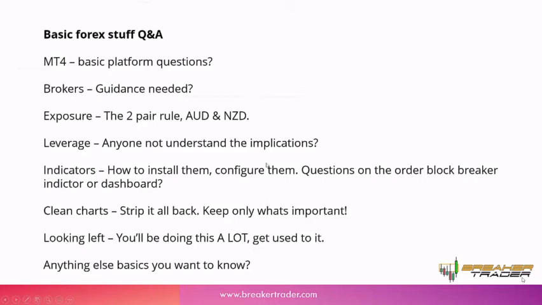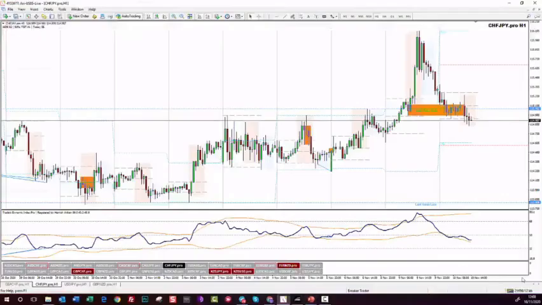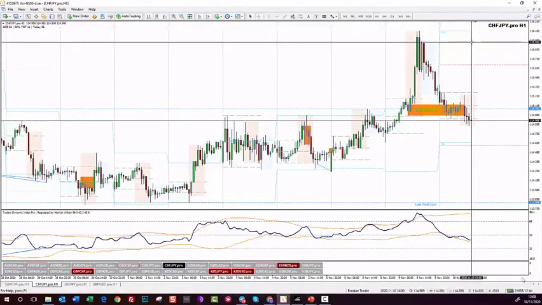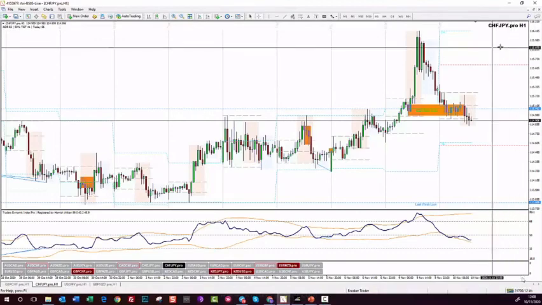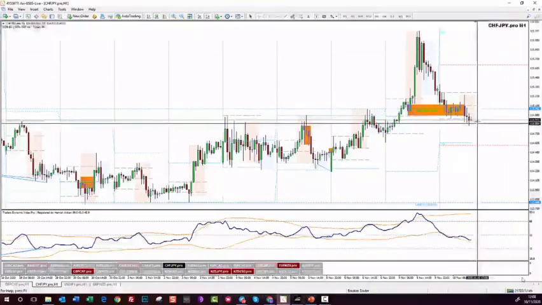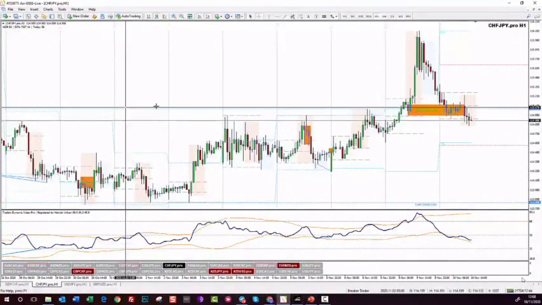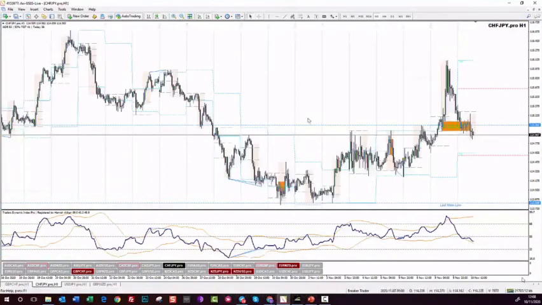Looking left is something very important. If you don't know what look left means, you're going to have to get used to it. I'm going to be doing this a lot. On a chart, this is what we call the hard right edge. This is where we're trading right now. We can't see anything in the future. We can see the past, and that's what I mean by look left. Whenever I say look left, we're looking historically back through the chart to see where levels are.